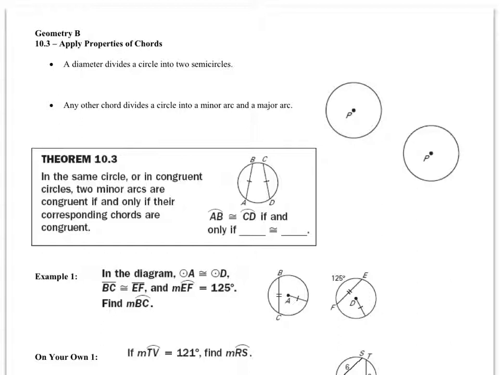So the first part here says a diameter divides a circle into two semicircles. So if I draw a diameter in here, and our diameter really should not go outside of the circle, it divides it into two semicircles. So on the top, right here in red, this red arc, that's a semicircle. And then along the bottom, this blue arc, that right there is another semicircle, or another half circle.